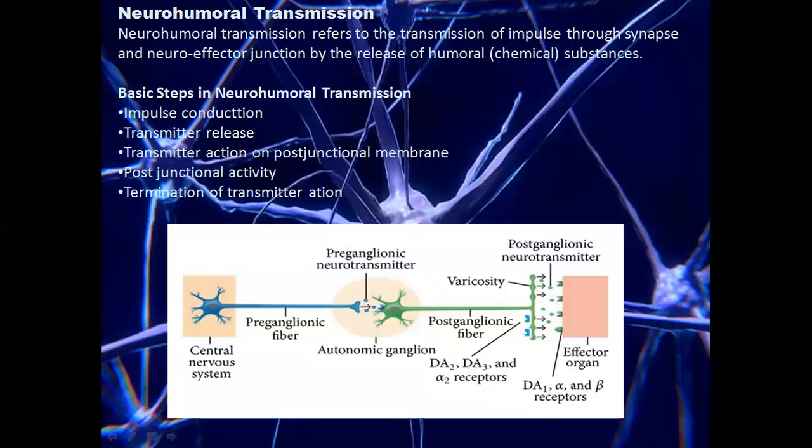Okay. From the beginning, we have to learn what neurohumoral transmission is. Neurohumoral transmission refers to the transmission of impulse through synapse and neuroeffector junction by the release of humoral, which means chemical substances. There are some basic steps in neurohumoral transmission, which involve impulse conduction from the central nervous system to autonomic ganglia.